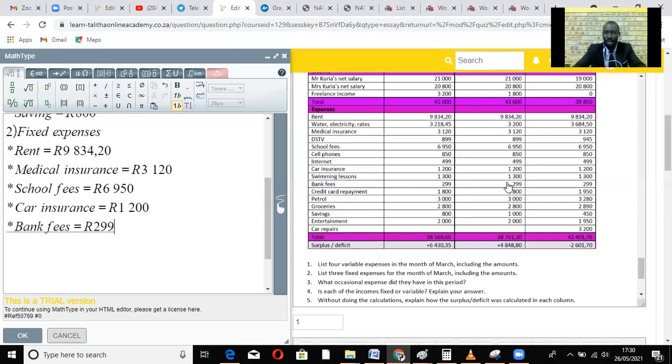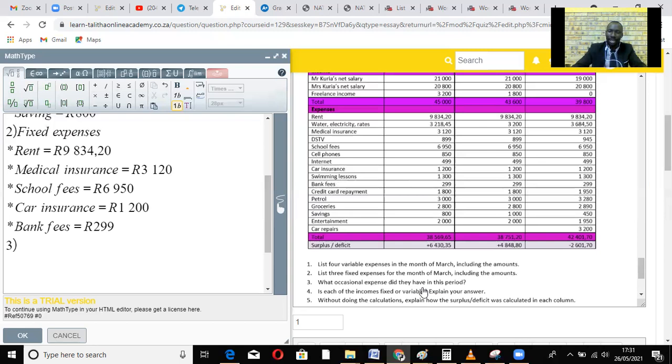Now the next thing we want to look at is question 3. In question 3, we are supposed to determine occasional expense. Here is the question: what occasional expense did they have in this period? What is this type of expense that was not budgeted for? These are the type of expenses that we call occasional expenses. And what is it in this case?